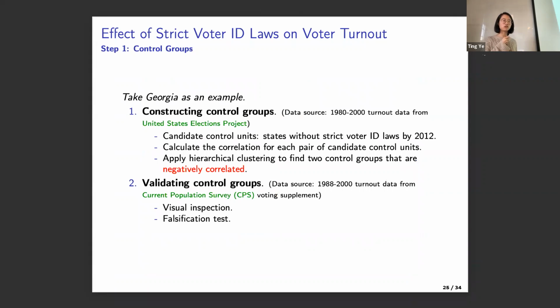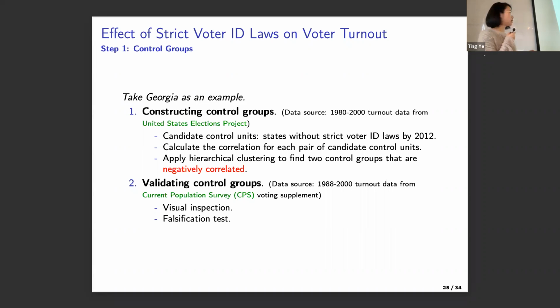We construct the control group using pre-period data, 1980 to 2000, before 2004 and 2012, which is the study period, using data from the United States Elections Project. The candidate control units are the states without strict voter ID laws by 2012. Then we calculate the correlation for each pair of the candidate control units' relative outcomes, and then we apply hierarchical clustering to find two control groups that are negatively correlated.